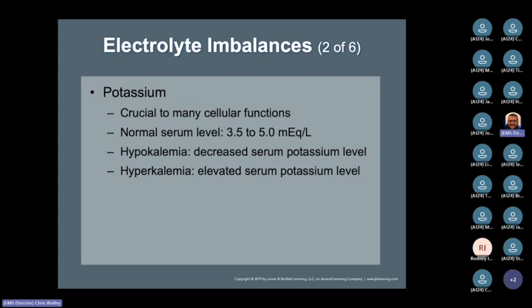Hypokalemia is a decreased serum potassium level. Some of the causes are decreased dietary potassium intake and absorption, decreased shift of potassium into the cells, renal potassium loss, and external potassium loss. Hyperkalemia is an elevated serum potassium level. What causes this is decreased excretion, shift of potassium from the cells, and excessive dietary potassium intake. So overtaking that potassium can also cause some issues.